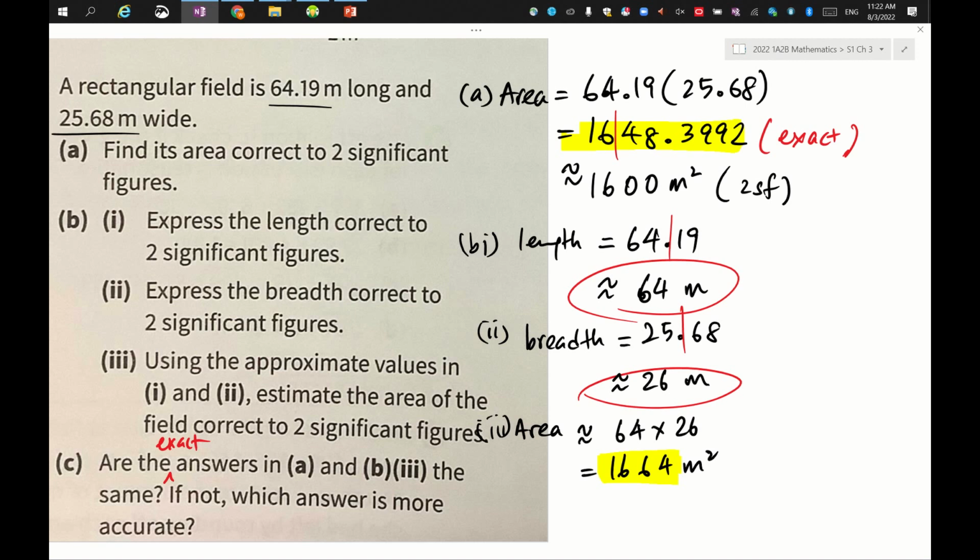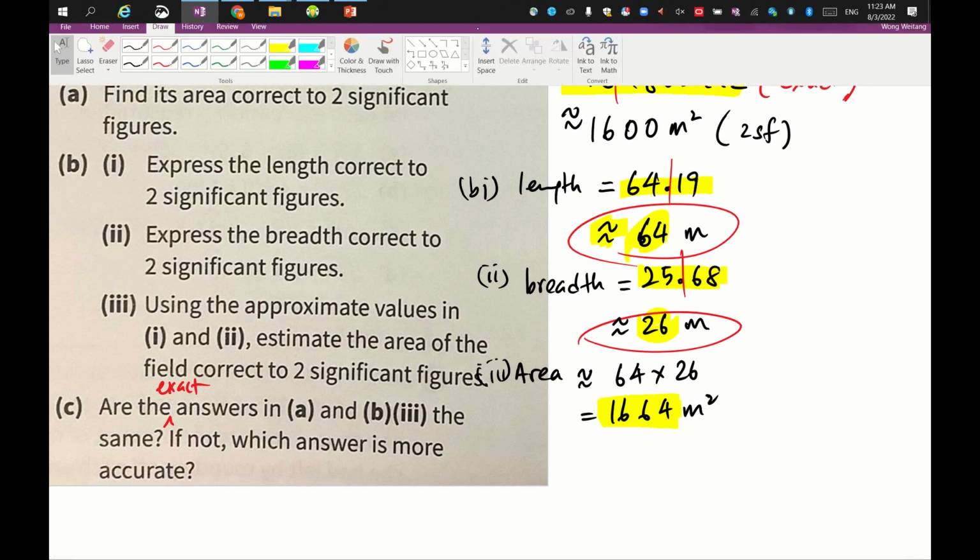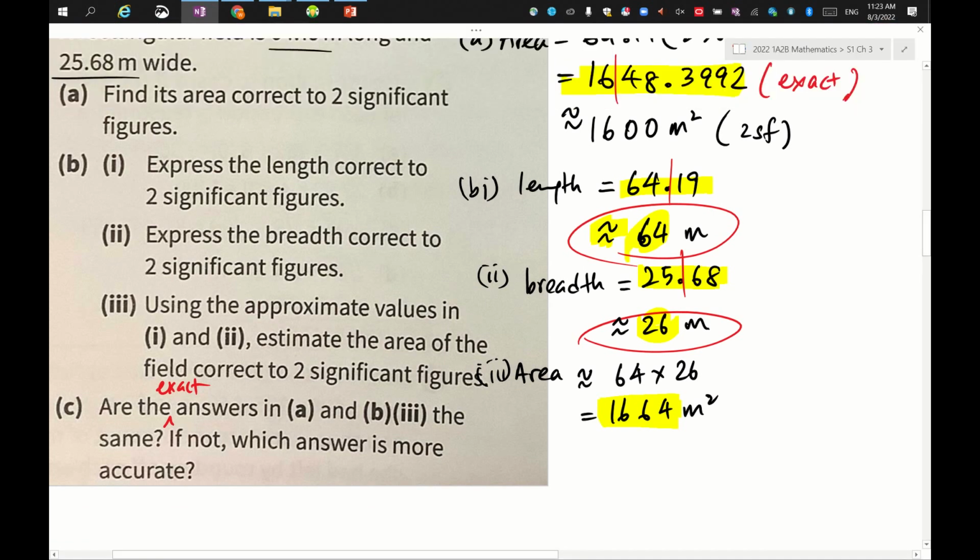So I want you to understand how did we end up with two different answers. That is the most important part for this type of question. Well, in part B, we rounded off the exact 64.19 to become 64. The exact value of 25.68, we rounded it off to 26. Of course, when you multiply two non-exact answers, you get something that is inaccurate. Okay, so put down the answer over here. Part C, not the same. A is more accurate.